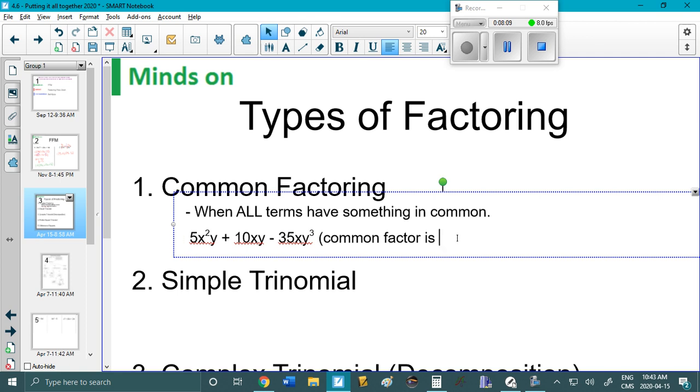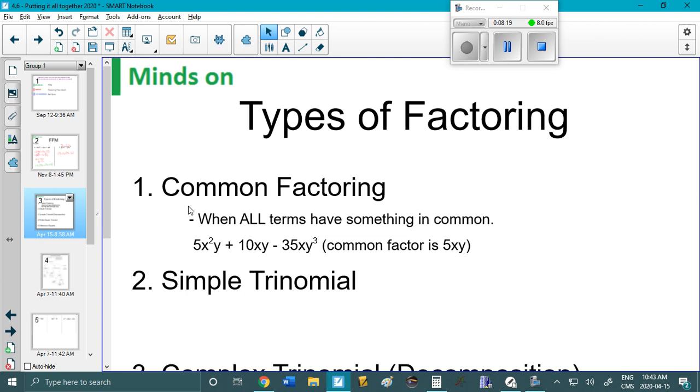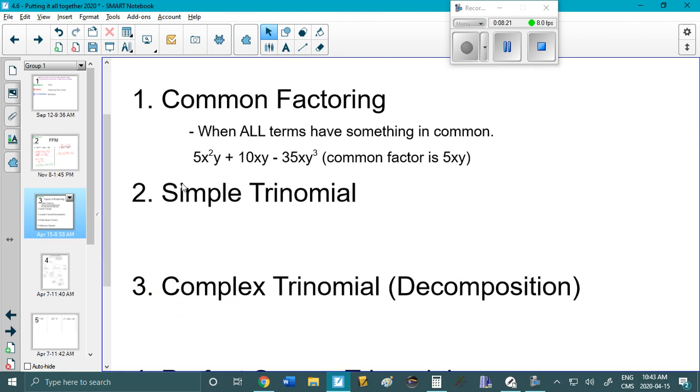The common factor is, well, we can divide everything by 5. We can take an x out of everything, we can take a y out of everything. So that would be the common factor. We've done that a lot. Again, this is just a quick recap. We'll have a full review lesson on Monday.